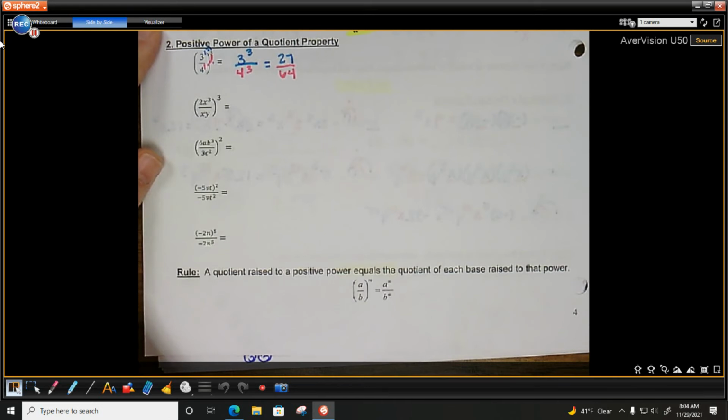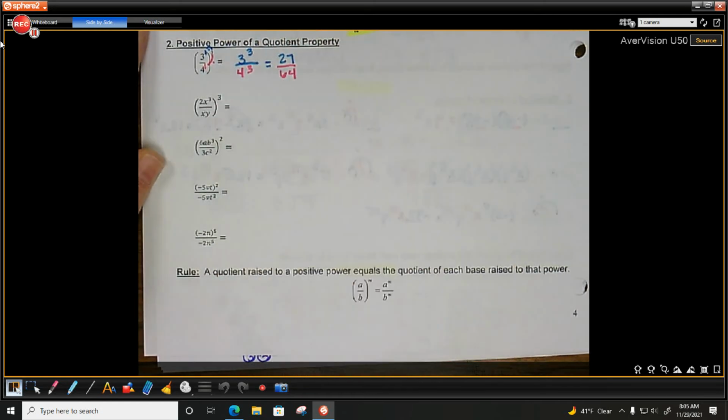Before you distribute the exponent to all of the bases, do you think it would be a good idea to simplify what's in the parentheses? If your parentheses is simplified, you have to do less work. You don't have to distribute as many times. So it's not wrong if you don't simplify the parentheses first, but it's a good idea to. Okay? So looking in my parentheses, I have a 2 and x's on top. I have an x and y on bottom.